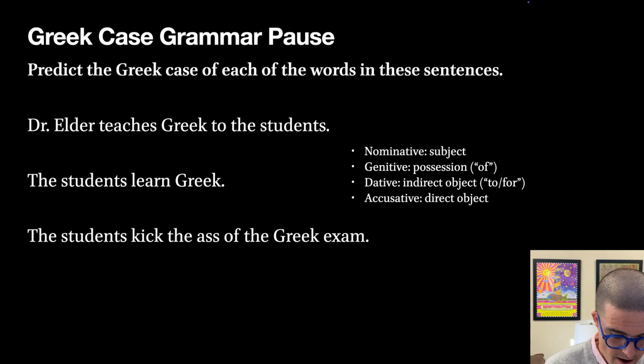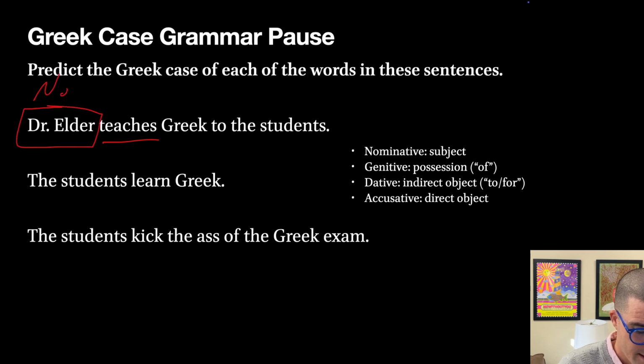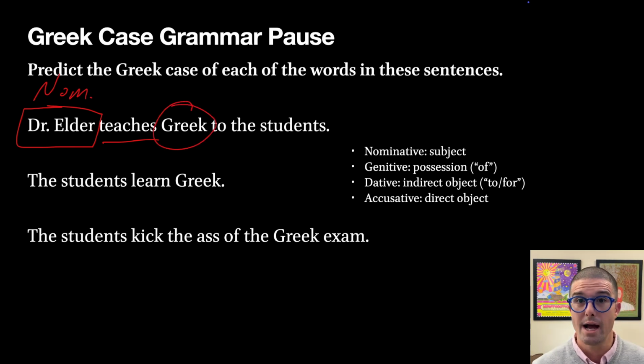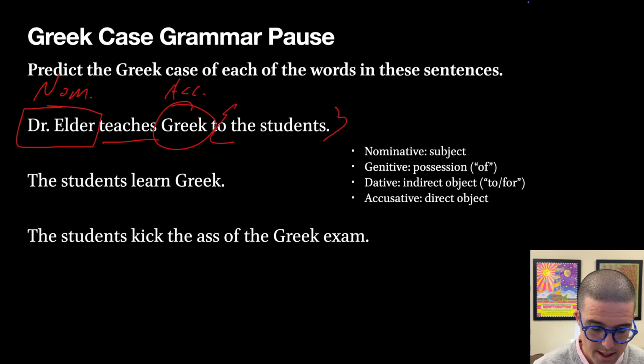All right, so if our verb in the first sentence is "teaches" and the one doing the teaching is Dr. Elder, this is going to be in the nominative. If Greek is the direct object, then this is going to be in the accusative case. And then "to the students" is going to be in the dative case. It is the indirect object.